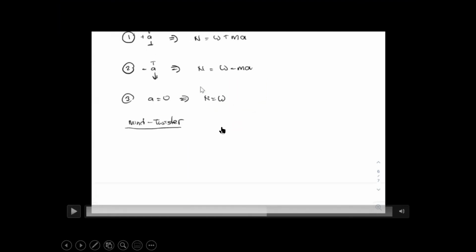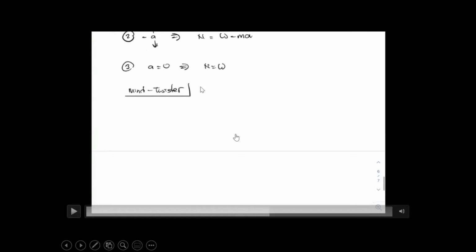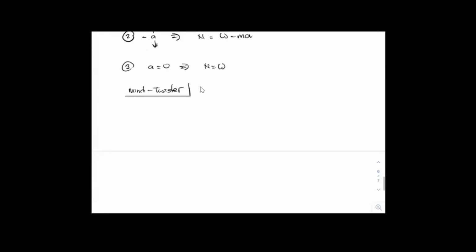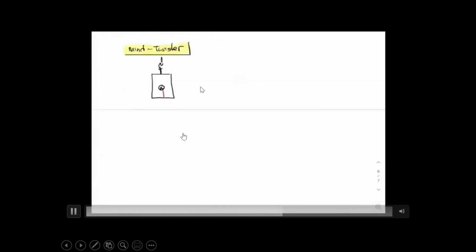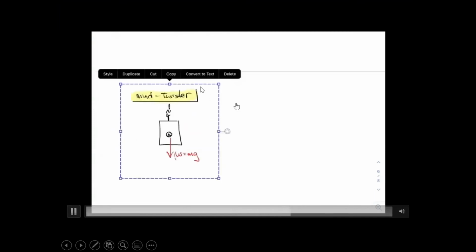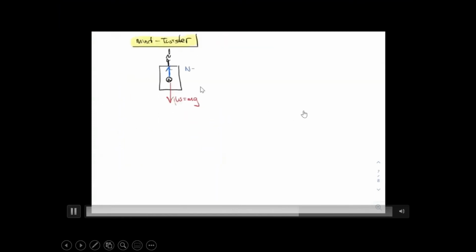I'm going to turn this into a mind twister, a slight mind twister. So this goes back to the observation that we had the first week. Remember the guy inside the elevator, the cable snap? Here's the guy, the cable snap. What if this guy were also standing on top of a scale? And as soon as the cable snaps, what's the reading that this guy's going to get from the scale? So that's what we're analyzing.